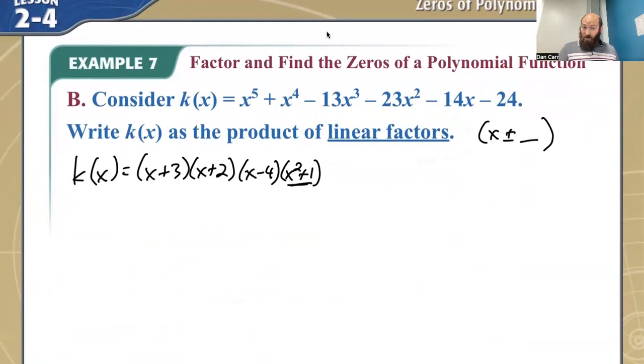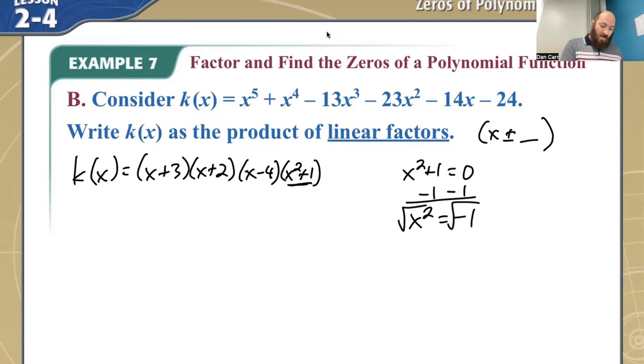Now, it does not factor. So instead, we're going to do this. We're going to solve x squared plus 1 equals 0, any method you want. So one way I can do this is I can just subtract 1 over. So I have x squared is equal to -1, and then I square root both sides.